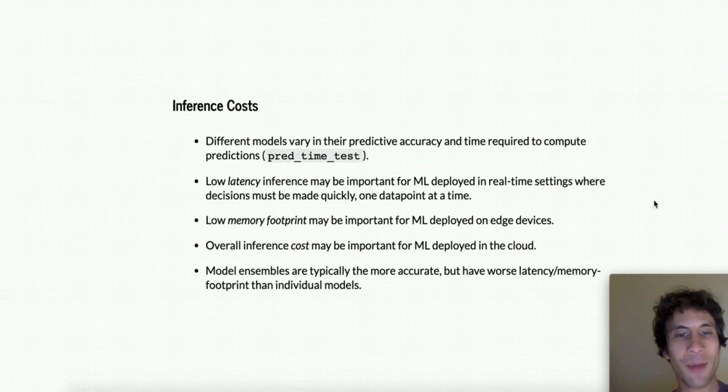So we can see that we have various considerations here that may govern which model we actually think is best beyond just the predictive accuracy. Model ensembles typically tend to be the most accurate, but often will fare worse along these other dimensions.